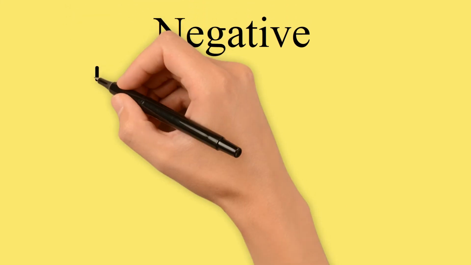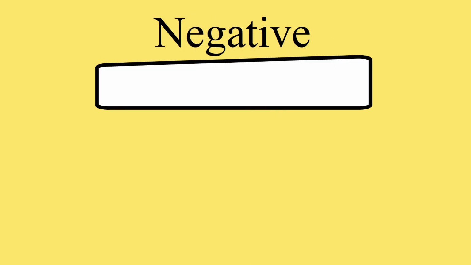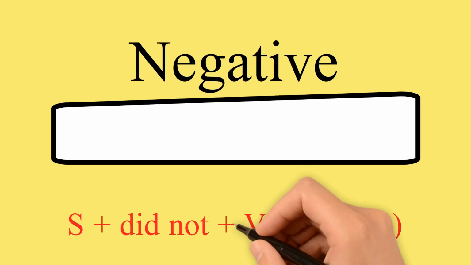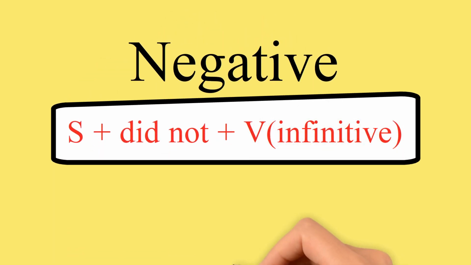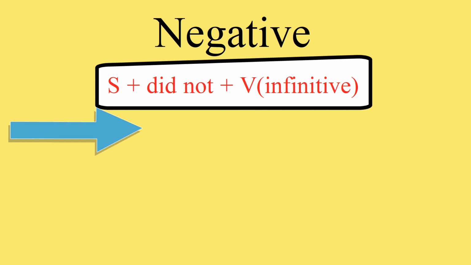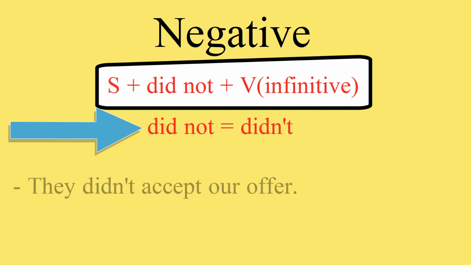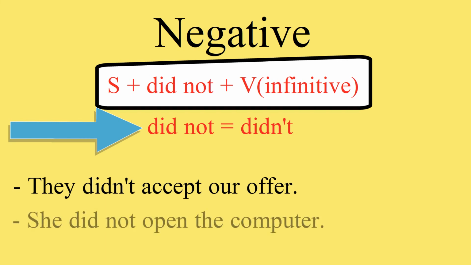Negative. Structure: S plus did not plus verb, infinitive. Note: did not equals didn't. For example, they didn't accept our offer. She did not open the computer.